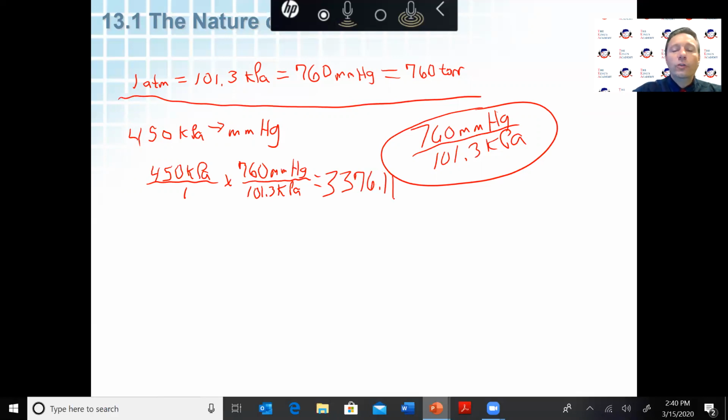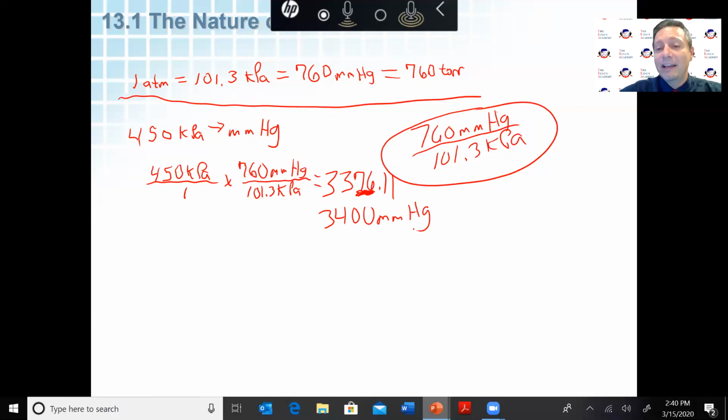3376.11. Well, we only have 2 significant figures. Only 2 significant figures are given to us, so therefore we must round this. So what we're looking at here is that is 76 right here. So we have 3,400, and this would be our unit, millimeters of mercury.